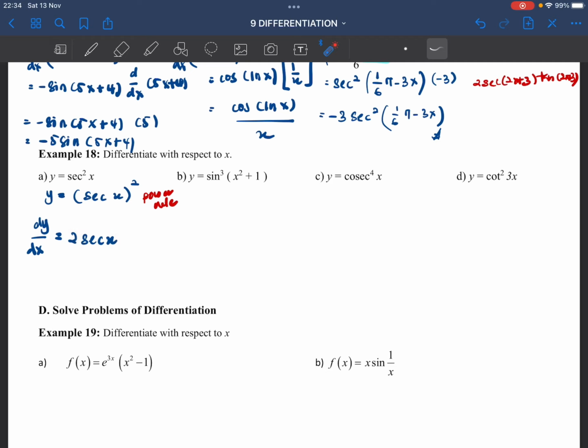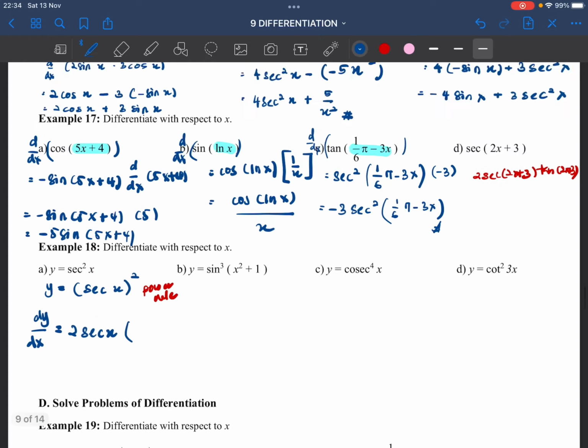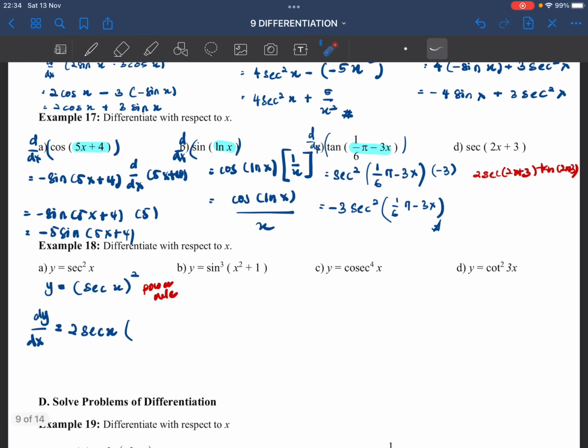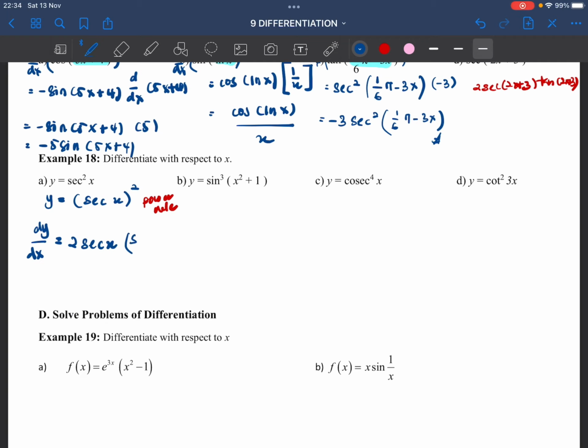The last step is we have to differentiate yang dekat dalam. Perlu differentiate yang dekat dalam. So differentiate yang kat dalam, differentiate secant x, kita dapat secant x tangent x. So here the answer, secant x tangent x. So we can simplify. We have 2 secant square x tangent x.